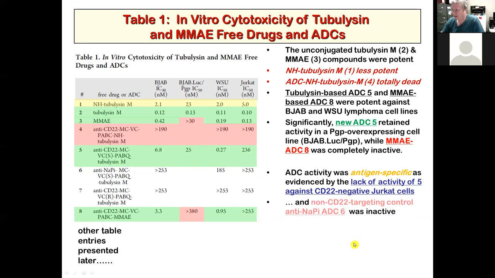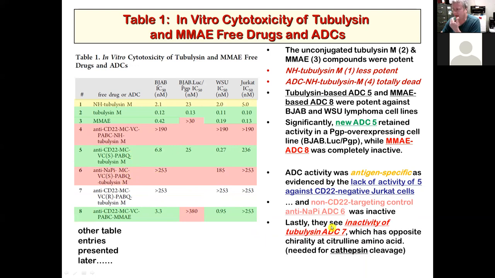All right, good. And also, if we target a different protein, not CD22 but NaPi, which is just a different protein altogether, that was also inactive. That's good, and that's including the tubulysin M molecule, totally inactive. And the other thing, inactivity of tubulysin ADC7, which has the opposite chirality. Remember the chirality thing at citrulline? If you do that, it's also dead. So that just shows this is good data that they are target specific and also getting cleaved specifically by cathepsin, right?